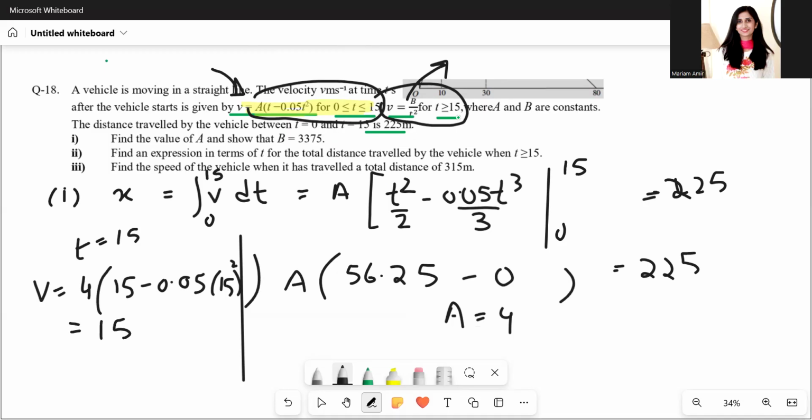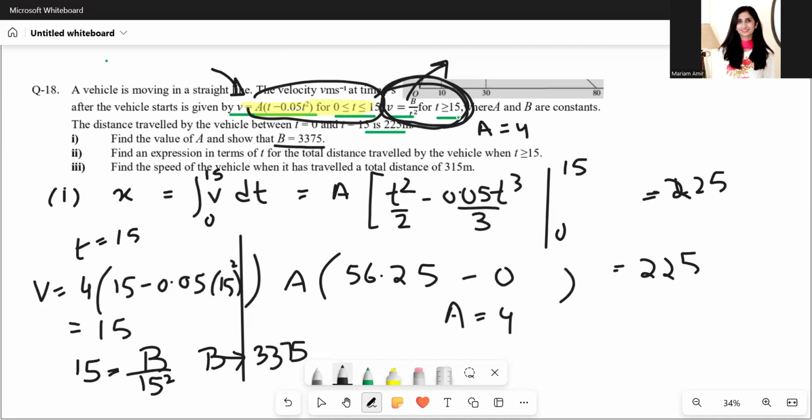Now we equate this to the value of v at time equals 15 here. So 15 is equal to b upon 15 squared, which will give us the value of b, which comes out to be 3,375. So a came out to be 4 and b came out to be 3,375. Okay. Part 2 says find an expression in terms of t for the total distance traveled by the vehicle when t is greater than or equal to 15.